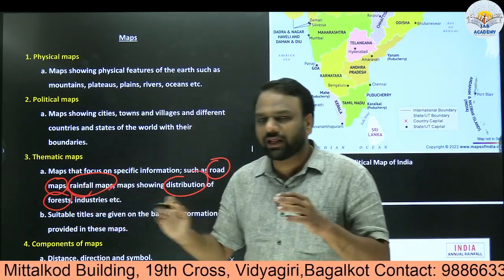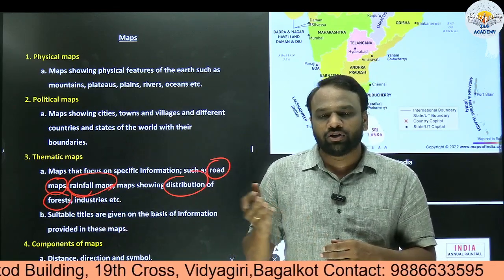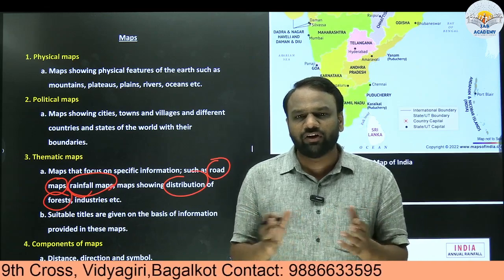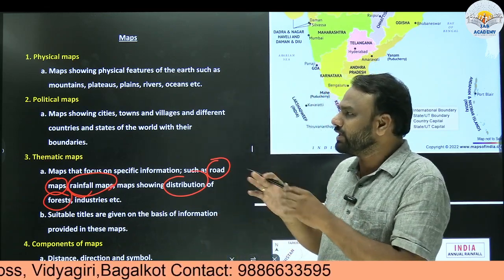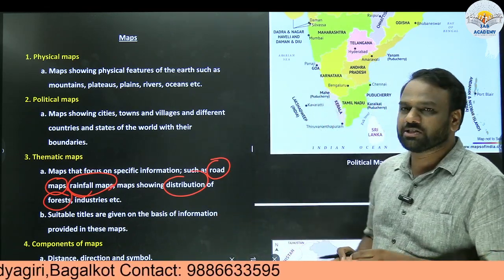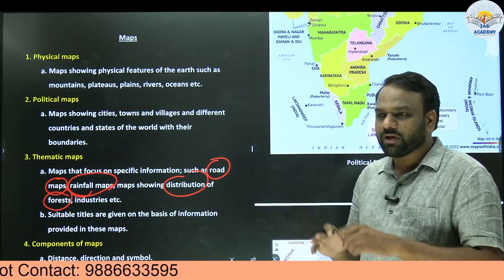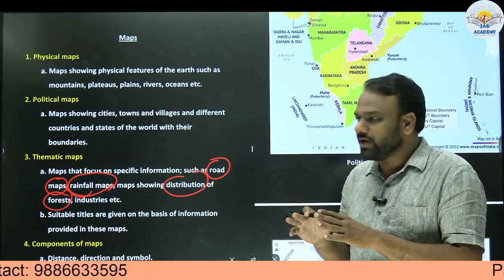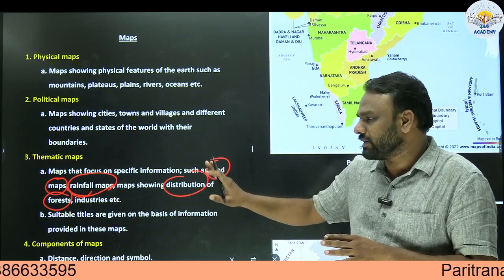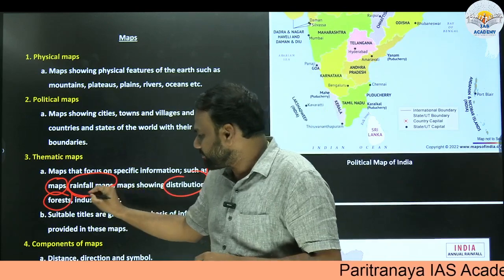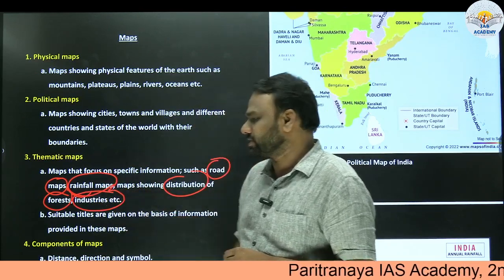Similarly, maps showing distribution of forest. Now we know that there are different types of forest: tropical evergreen forest, tropical deciduous forest, thorn forest. Sometimes we want to show their distribution: where thorn forest is present, where tropical evergreen forest is present, where deciduous forest is present. All that distribution we show, so again, those maps we call thematic maps. Next, thematic maps may also consist of information pertaining to industries.